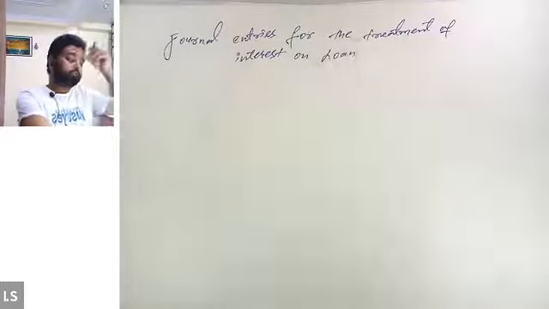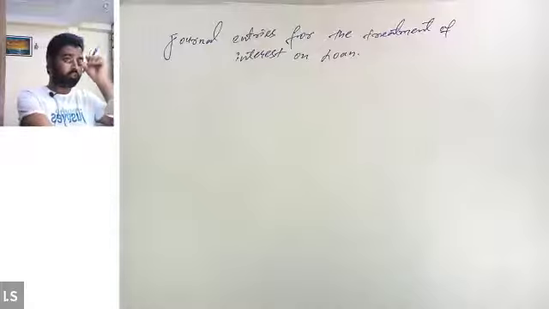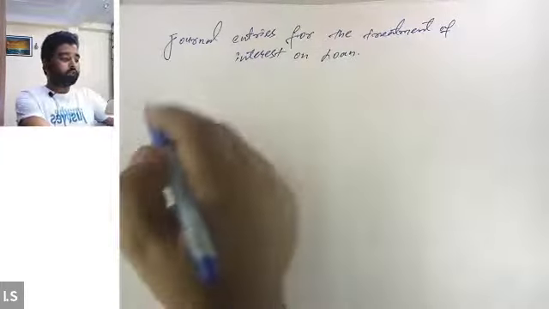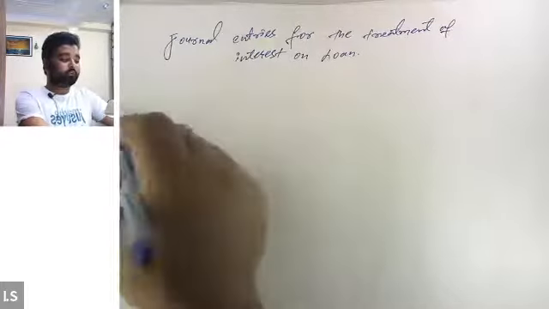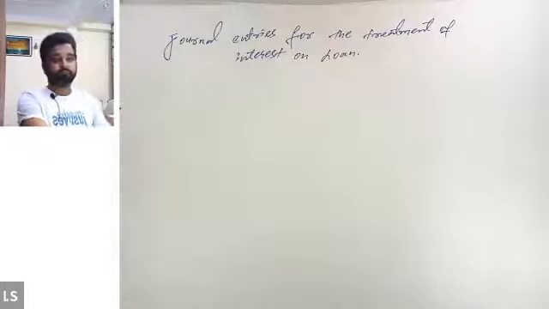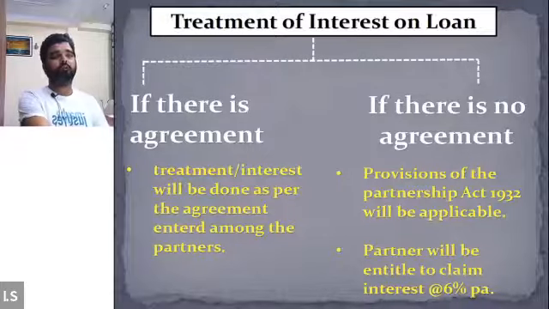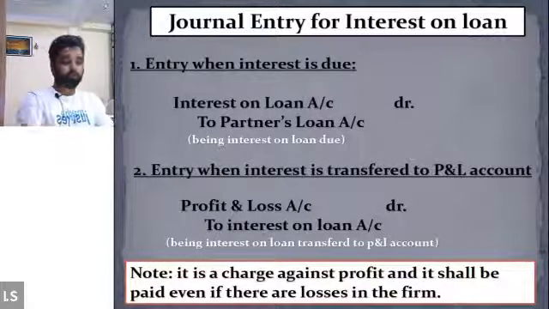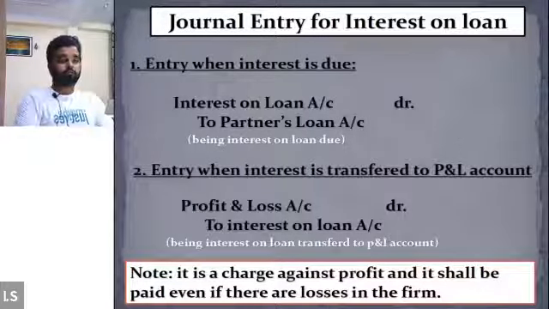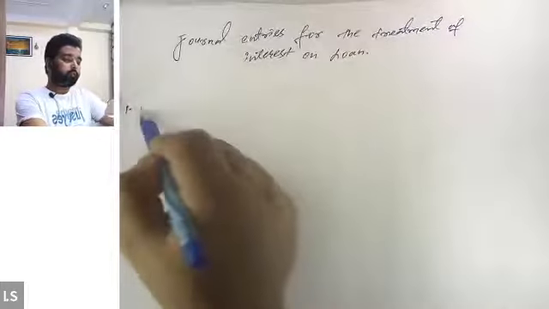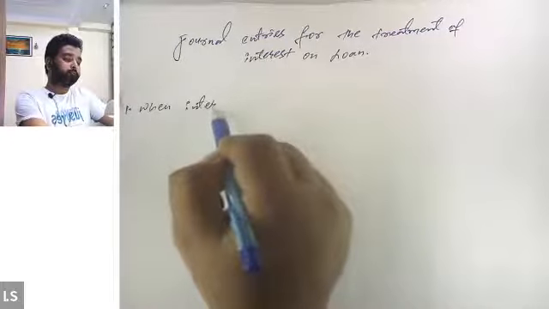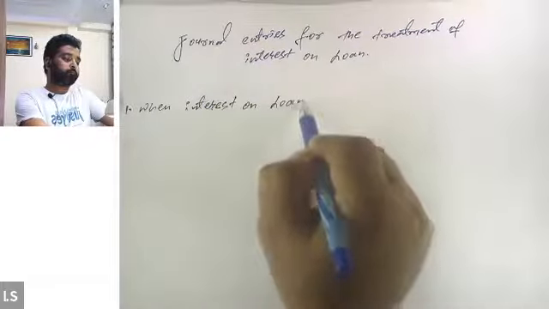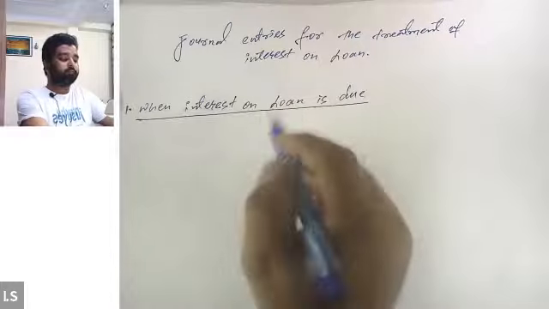How general entries will be passed when the partnership firm is paying the interest on loan to the partner. See, there will be two entries that need to be done. The first general entry will be for interest due. When interest is due, then a general entry will be done. And one general entry will be done when the interest is transferred to the profit and loss account. So let me write it down. When interest on loan is due, we will be passing this journal entry.